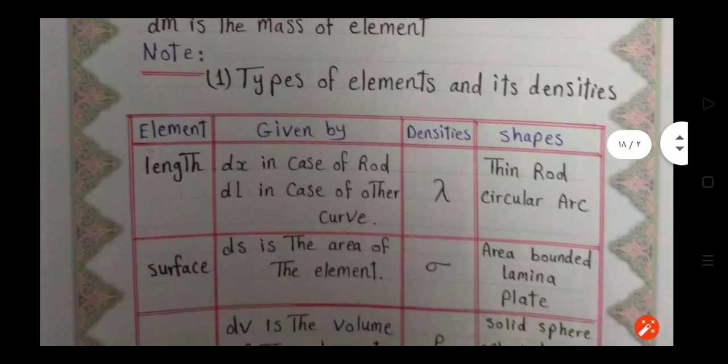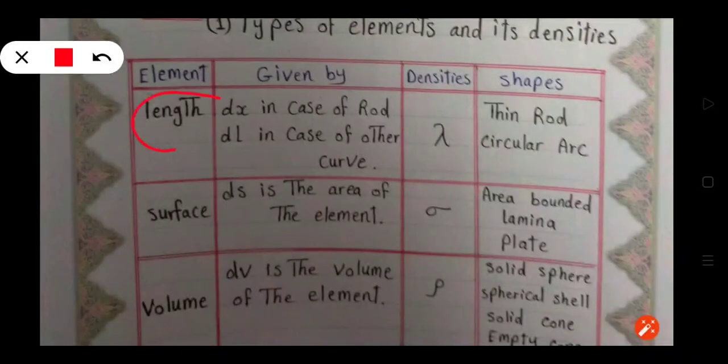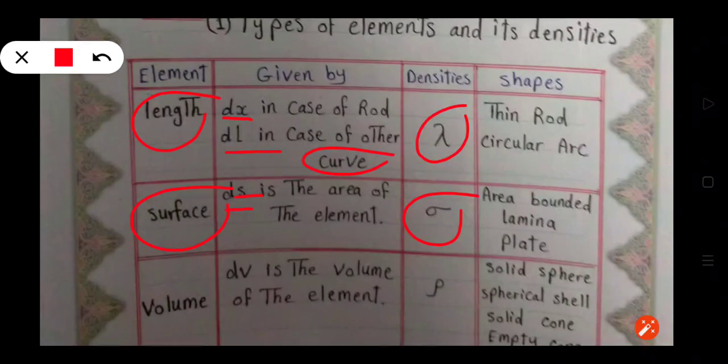Now, we should know the types of elements and their densities. Firstly, we talk about the length element, which is given by dx or dl: dx in case of a rod and dl in case of other curves. Its density is given by lambda. And also the surface element. The surface element is given by ds, the area of the element, and its density is given by sigma. We use it in examples of area bounded, lamina or plate. And for the volume element, we use dv, which represents the volume of the element, and its density is rho.